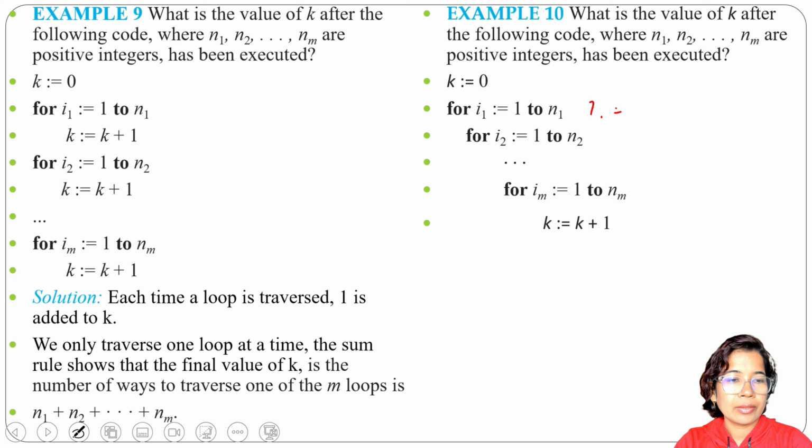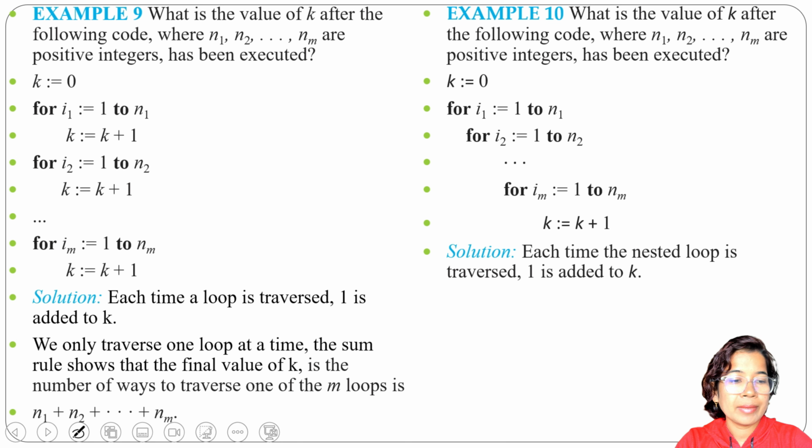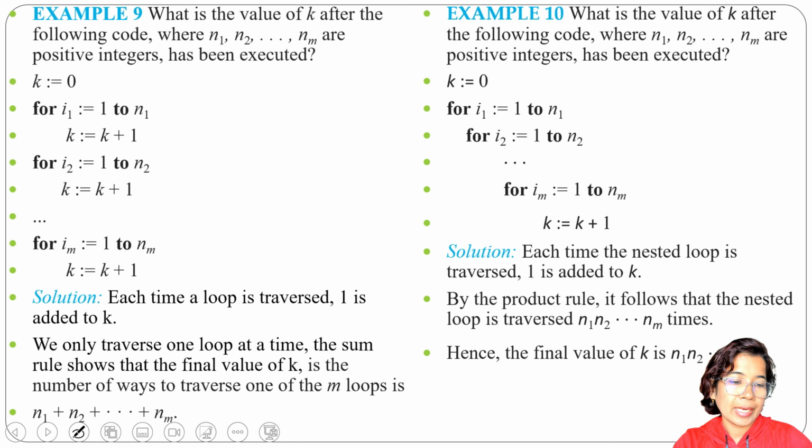For I1 equals 1, then for I2 equals 1, then it will completely execute the inner loop, that is, for im equals 1 to nm. So first it will be nm, then the previous for loop, let it be nm minus 1, n2, n1. So the total number of times it will execute equals the multiplication of all these, as it is a nested for loop. Each time the nested loop is traversed, 1 is added to k. By the product rule, it follows that the nested loop is traversed n1 multiplied by n2 multiplied till nm times. So the final value of k is n1 multiplied by n2 till nm.